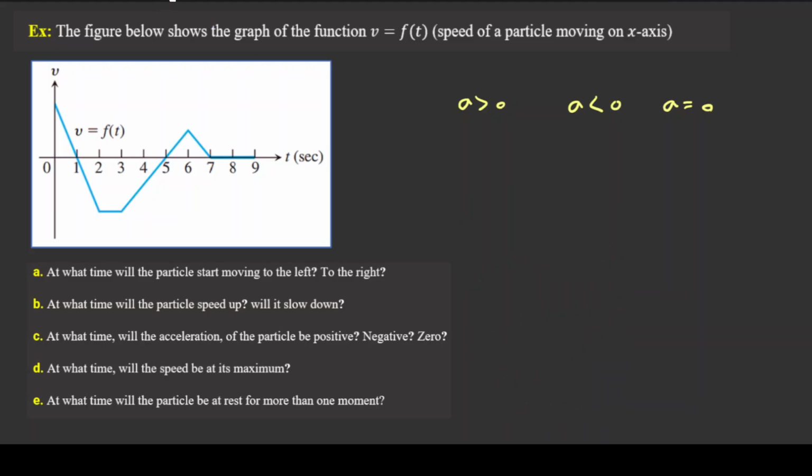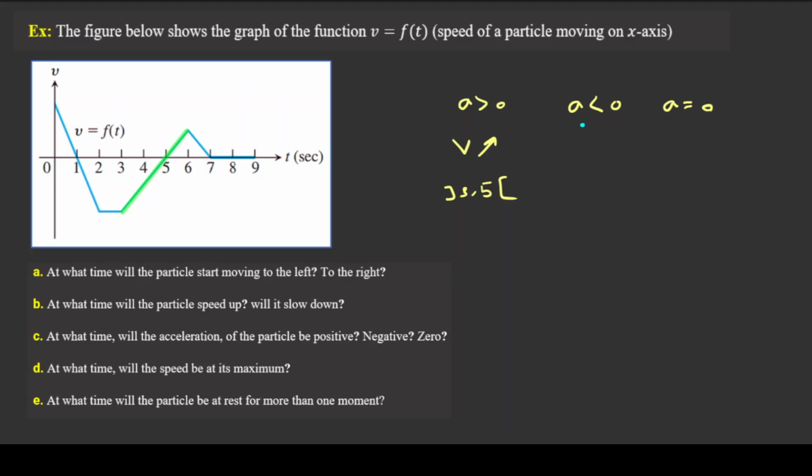Okay, so a is positive, of course, when v is increasing. At what time, guys, is velocity increasing? Velocity is increasing from 3 to 5, right? And here it is decreasing, and here it is decreasing, and here it is constant. So from 3 to 5 velocity is increasing, or we can say acceleration is positive from 3 to 5.